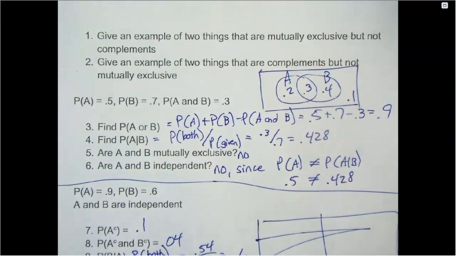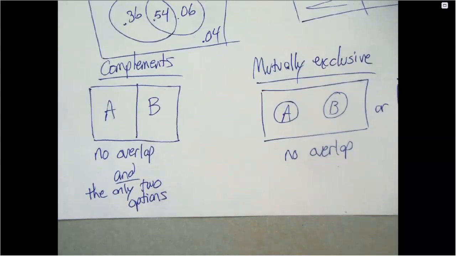Let me talk through this first bit here. Two things that are not mutually exclusive. So, mutually exclusive and complements. I just put some notes about that. Complements means no overlap between them, and they're the only two options. So the A and the B have to fill up the entire square.